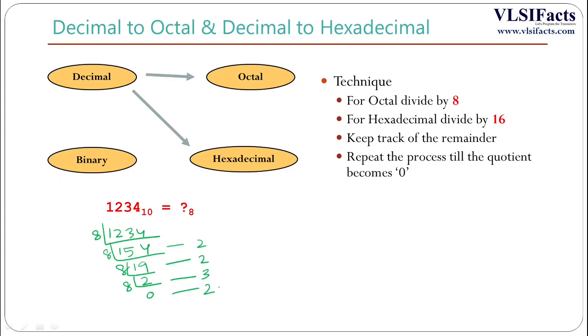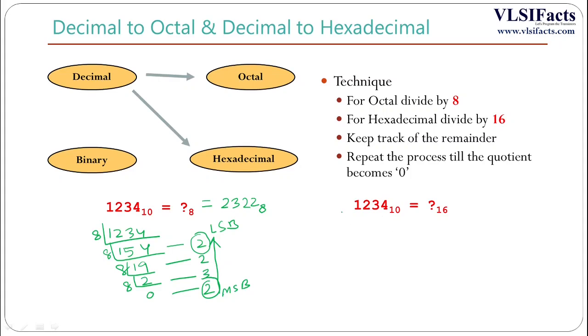Now we will collect all the remainders from bottom to top. That means this will be LSB and this will be MSB. So the equivalent octal number of 1234 will be equal to 2322 in base 8.